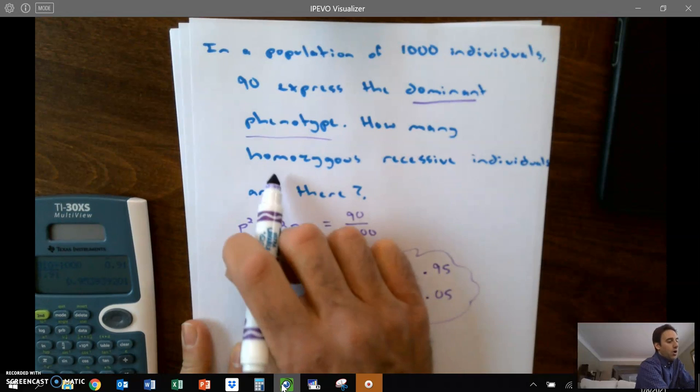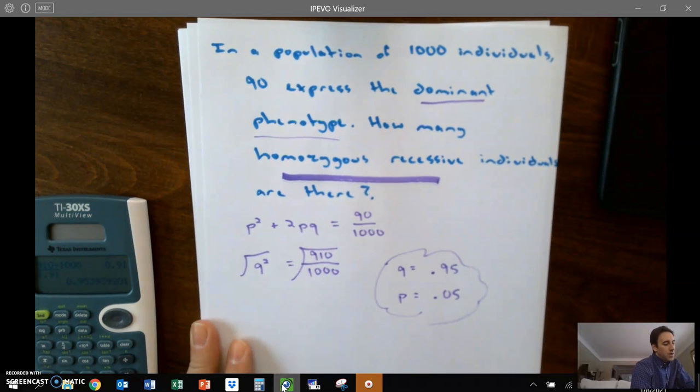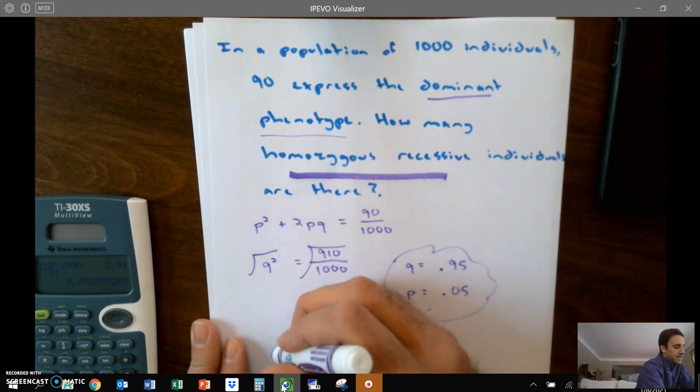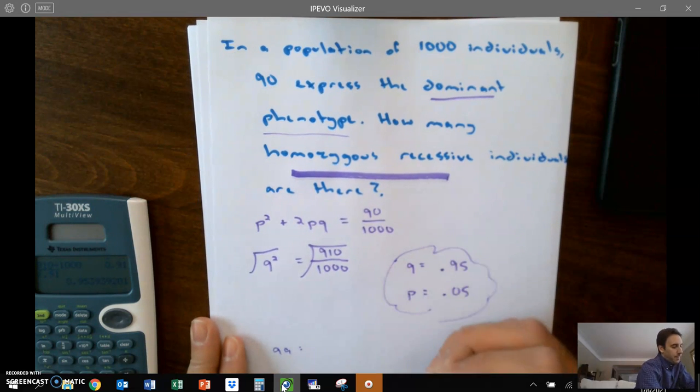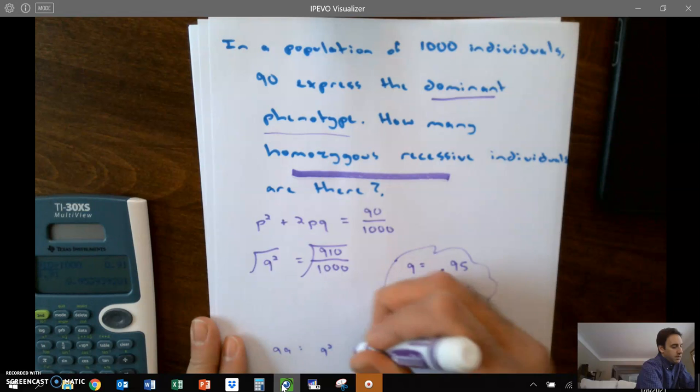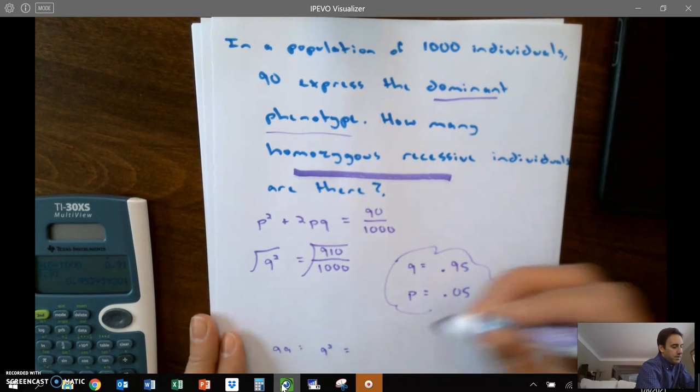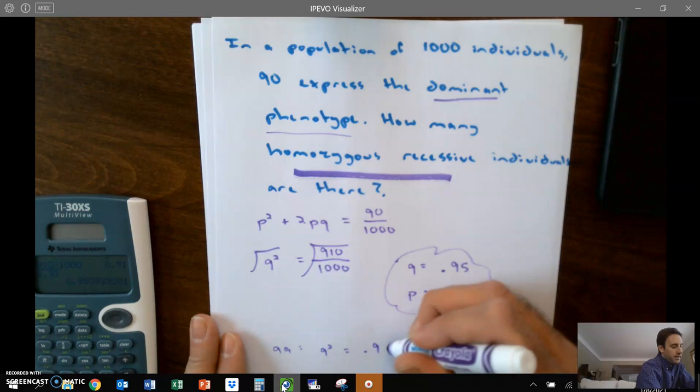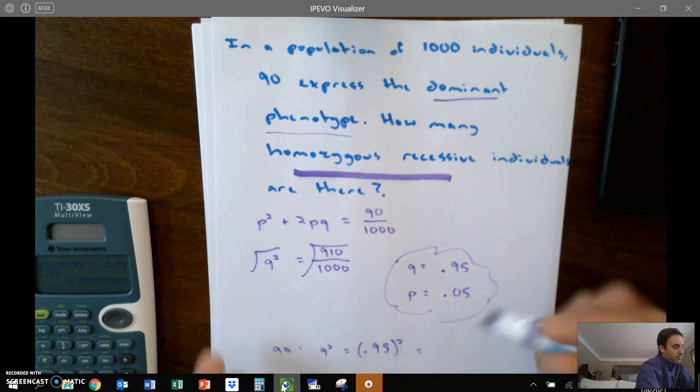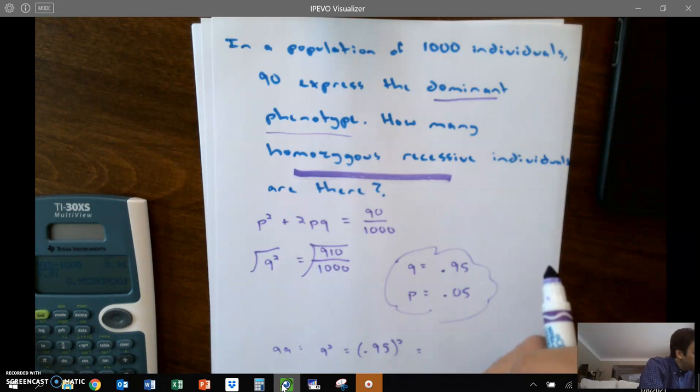So how many homozygous recessive individuals are there? Well, homozygous recessive is going to be our little a. That is going to be q squared. That is going to be 0.95 squared. And 0.95 squared, maybe you see what's about to happen to me and are already laughing at me.